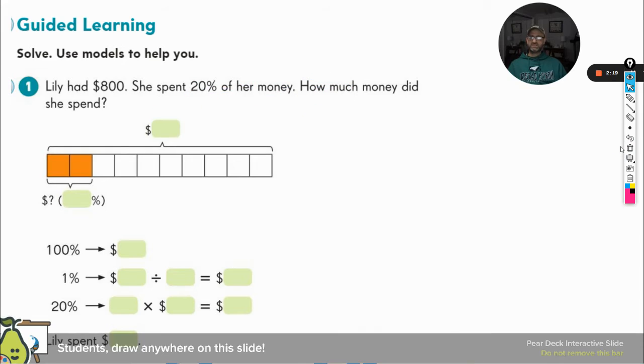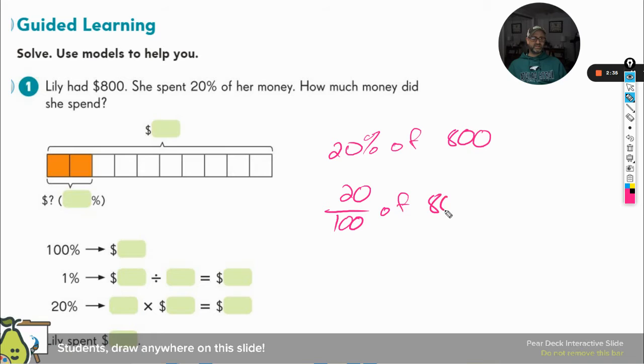Okay, Lily. She's got $800. She spends 20% of her own money. So what they're asking you to do is she's spending 20% of 800, or 20/100ths times 800, over 1. Divide 800 by 100, you get 8. Divide 100 by 100, you get 1. 20 times 8 is 160 over 1, or $160.